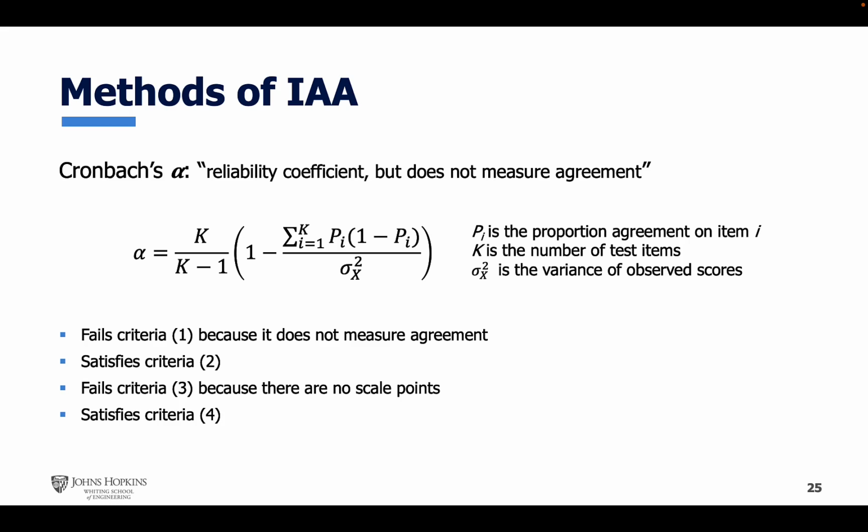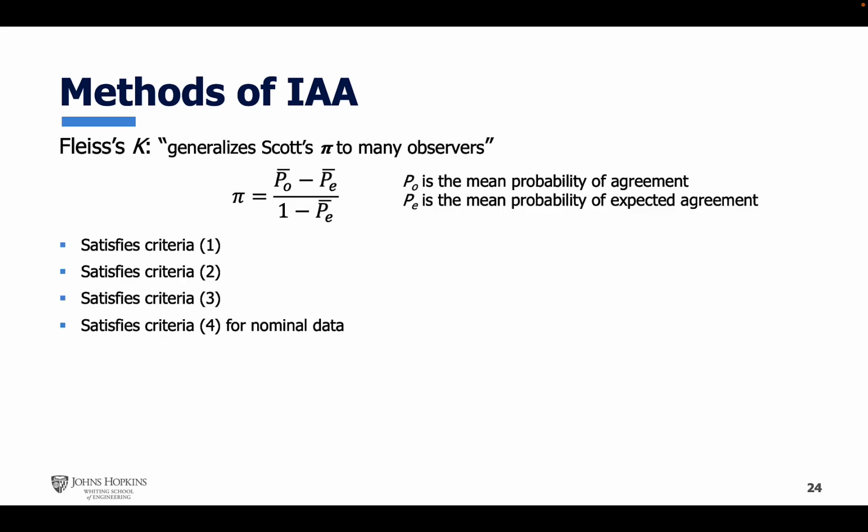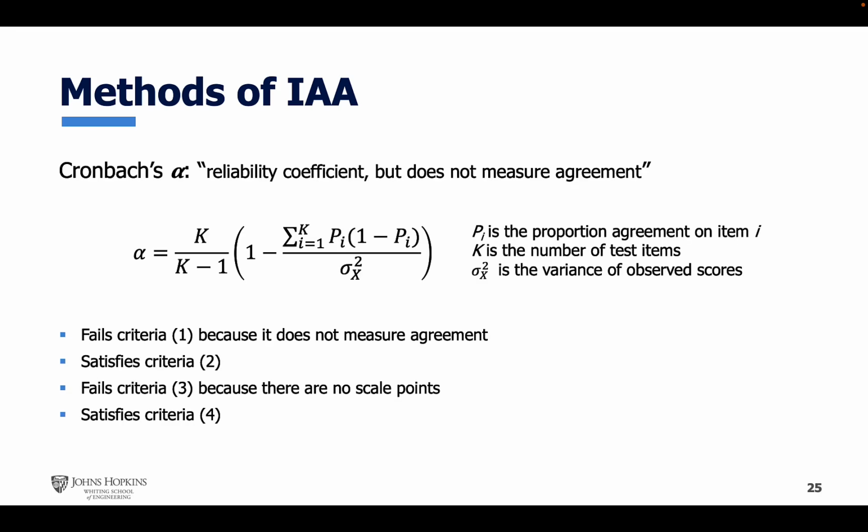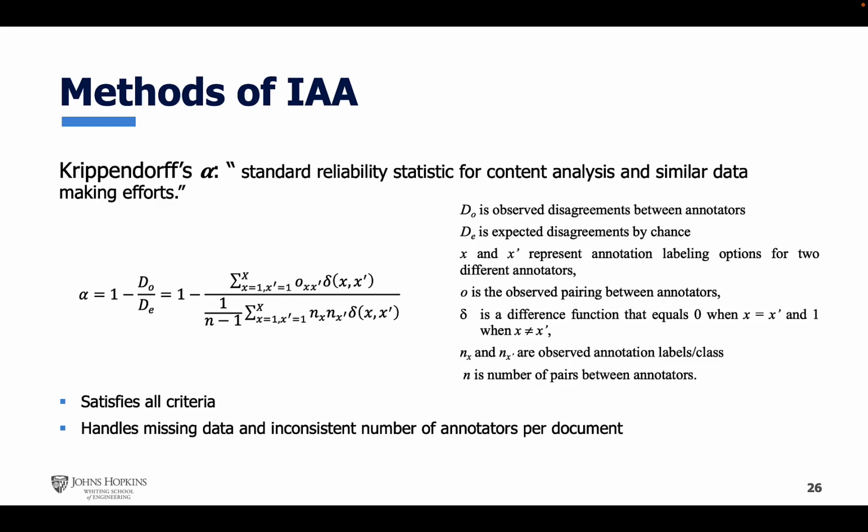So if I was going to use it, I would probably use Fleiss's kappa before I use Cronbach's alpha. We're now going to go to probably the premier measure, which is Krippendorff's alpha. And so this is the standard reliability statistic for content analysis and if you're assessing inter-annotator agreement. You'll see a little bit of similarity there in that it's 1 minus the observed disagreements between annotators divided by expected disagreements by chance. So that's very similar to the other inter-annotator agreement measures.